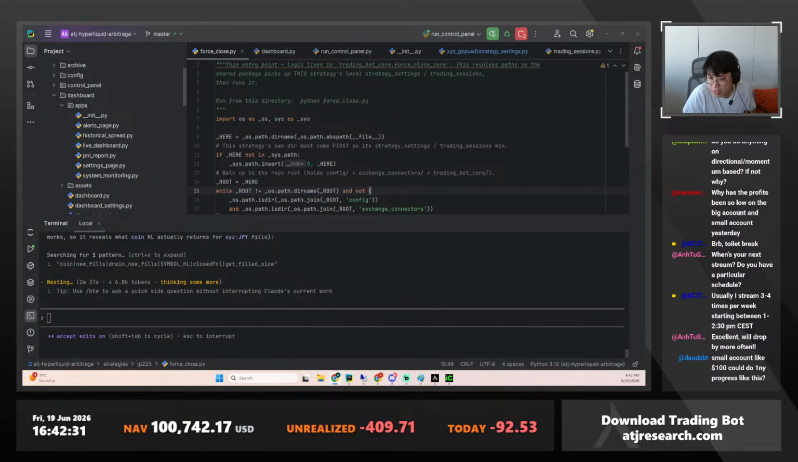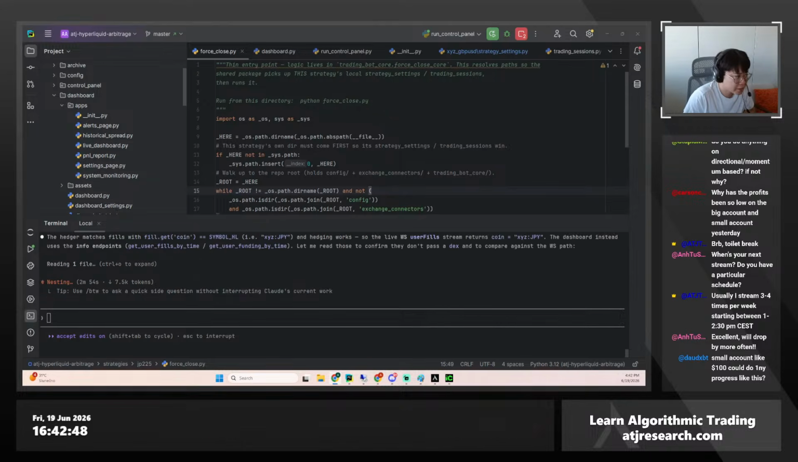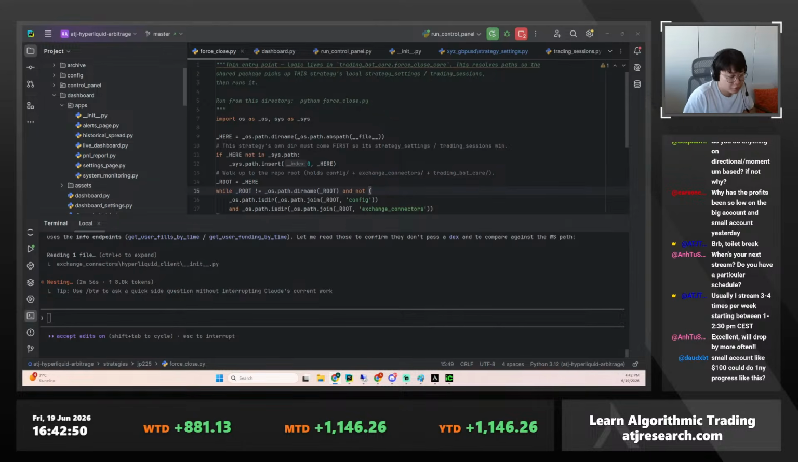So we have a question: could a small account like $100 run one product like this? If you're asking if a $100 account could work with this strategy, I think it could. I would suggest starting with at least 200, because I'm not sure if $100 is enough. 200 can definitely run some strategies on Hyperliquid against MT5.